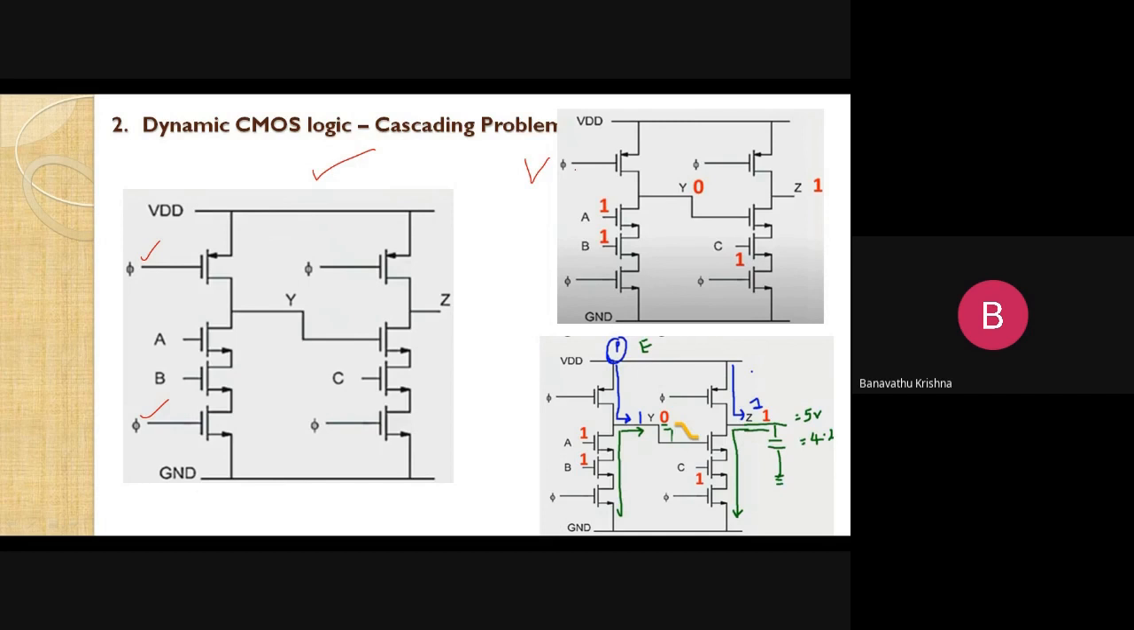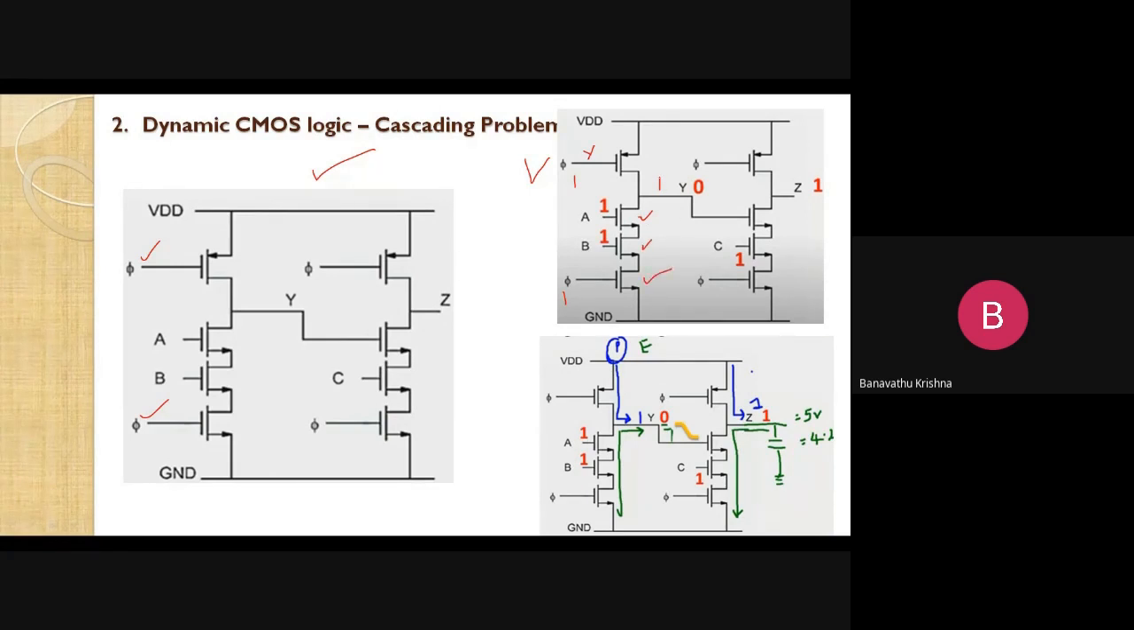In the previous case, it was initially pre-charge. But now, when we apply the clock signal as 1, the pull-up device is going to be an open circuit. Since A and B are already 1, they act as a short circuit.